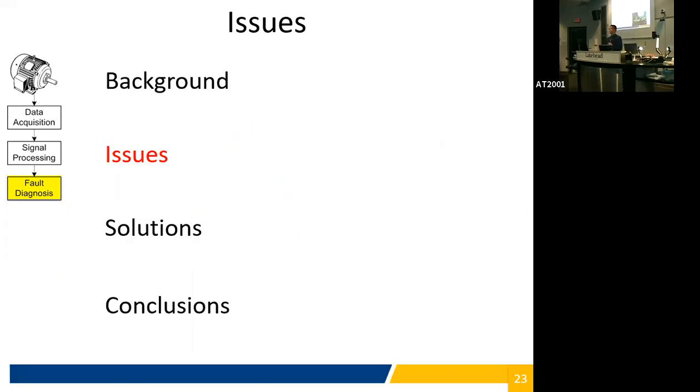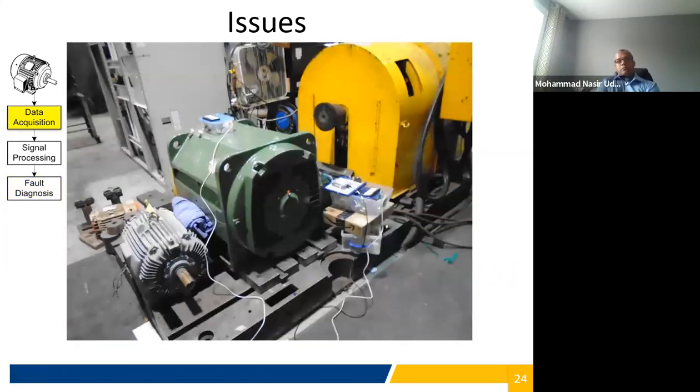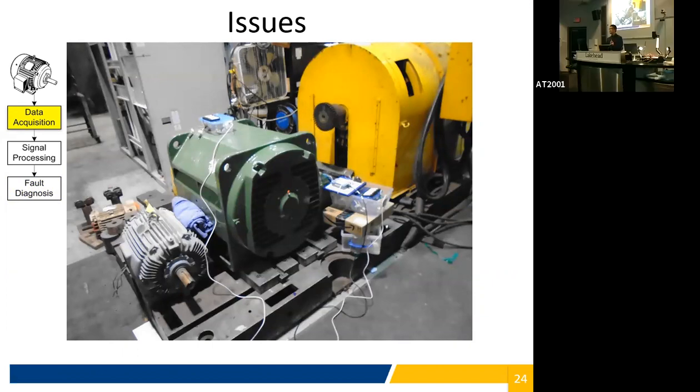So what are the issues behind these things? Let's look into data acquisition. In data acquisition, here is what it looks like in real life when we try to do this in Thunder Bay. This is a motor repair operation down at Mahan Electric. And we try to collect data from the motor. These wires are a hazard.